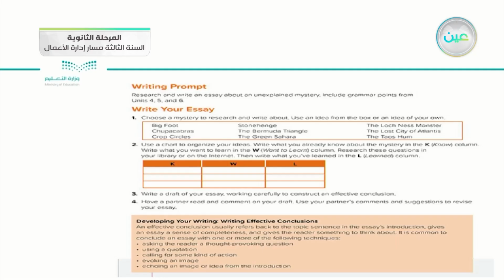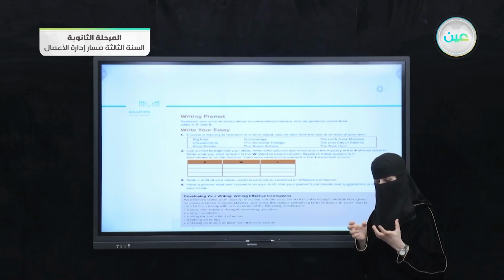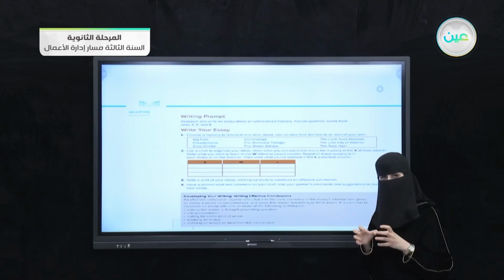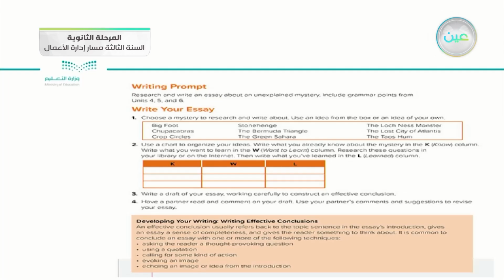What do you mean by an effective conclusion? If you have an effective conclusion, it means the readers of your essay still want to read, still want to focus. They want to know what the end of that essay is. They are excited about the end.